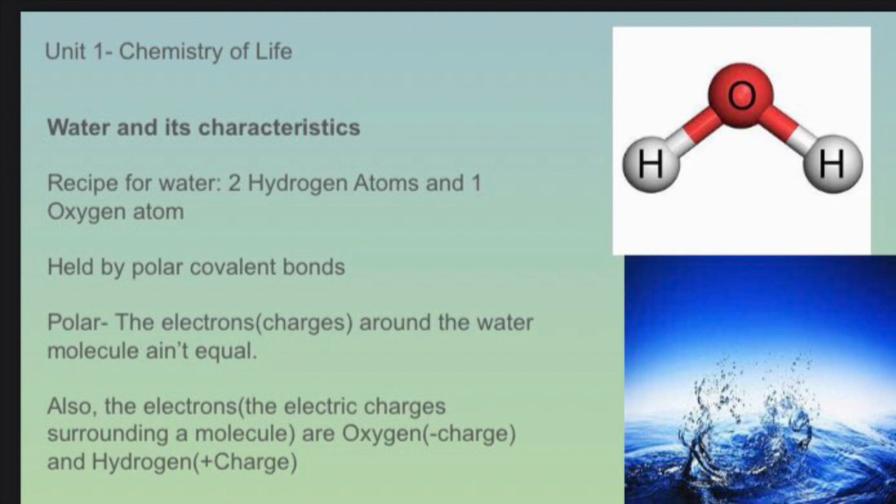So if you notice, there are 2 hydrogen atoms and 1 oxygen atom. That's 2 to 1. And to add on to that, the electrons, the charges surrounding the molecule, are oxygen, which is a negative charge, and hydrogen, which is a positive charge. So there's 2 positives, 1 negative, which makes it unequal.